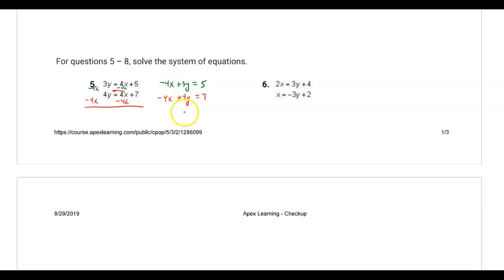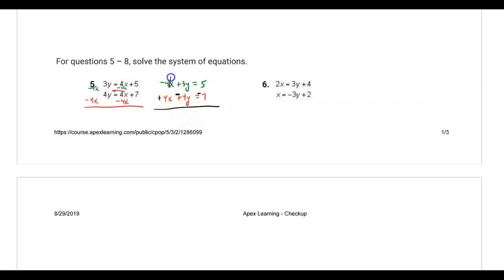But now, I have everything aligned vertically, which is great, but I don't have opposites here because negative 4x minus 4x is going to give me a negative 8x. I needed to add up to 0. So here's what I would do. I would just take one of these equations and multiply by negative 1. And if I multiply everything by negative 1, think about this. All that happens is your signs change. That becomes positive. This will become negative. This will become negative. And I can add these together right away.